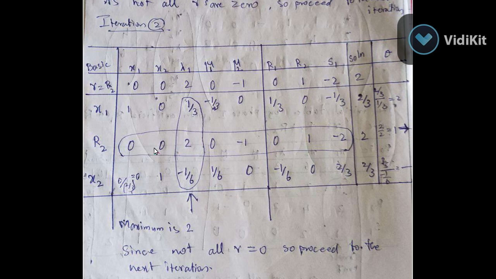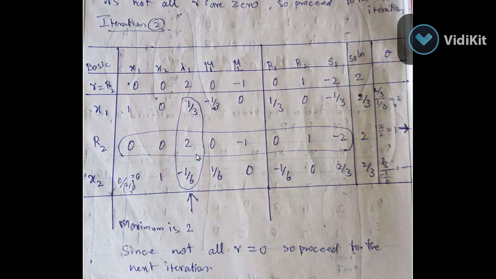Now choose the pivotal row. The pivotal row is found by just dividing: 2 by 3 divided by 1 by 3, that is 2 by 2, and 2 by 3 divided by minus 1 by 6, which is a negative value, therefore we will omit it. So we only have to consider these two. Among these two, the one is the minimum, therefore this is our pivotal row, right?